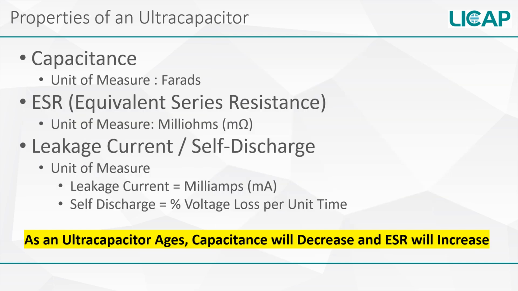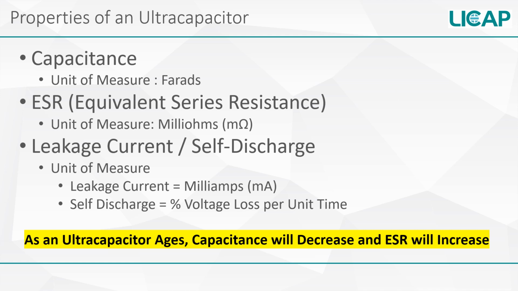The main properties of interest for an ultracapacitor are capacitance, ESR, and leakage current. In the coming slides, we'll focus on capacitance and ESR, as these properties determine cell lifetime as both degrade over time. We will examine the factors that determine how quickly these properties degrade.